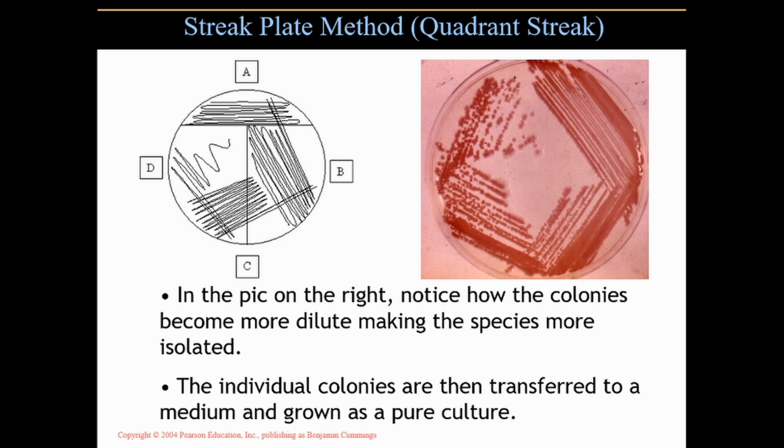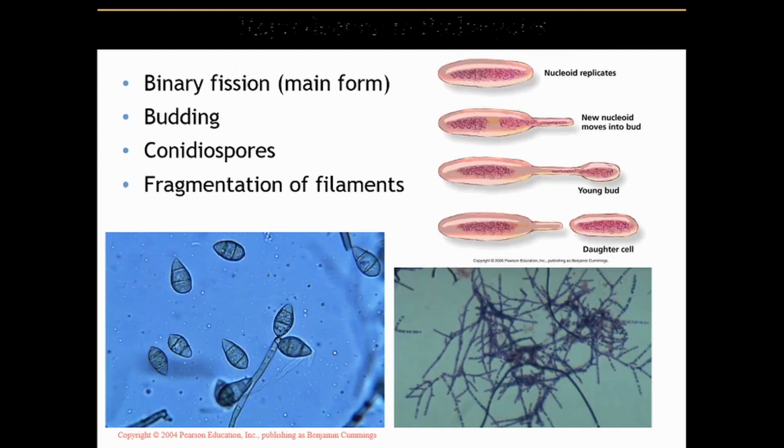Those are pure colonies. And then you can transfer them to a new Petri plate, and then you only have one species. You don't have multiple species that are growing on the same plate. So the quadrant streak, or any streak plate method, but this is my favorite, is used to get pure cultures.